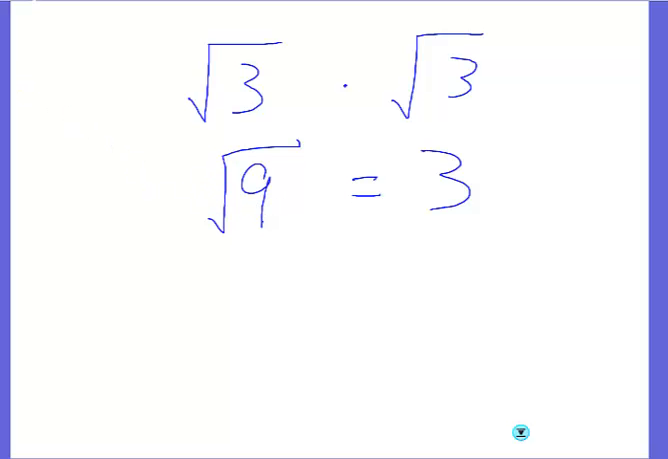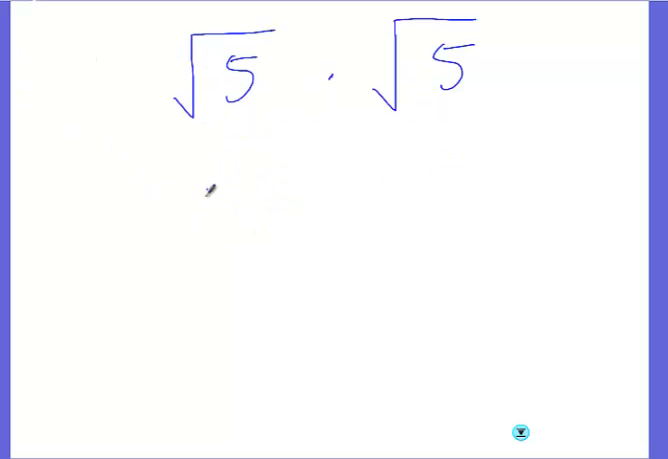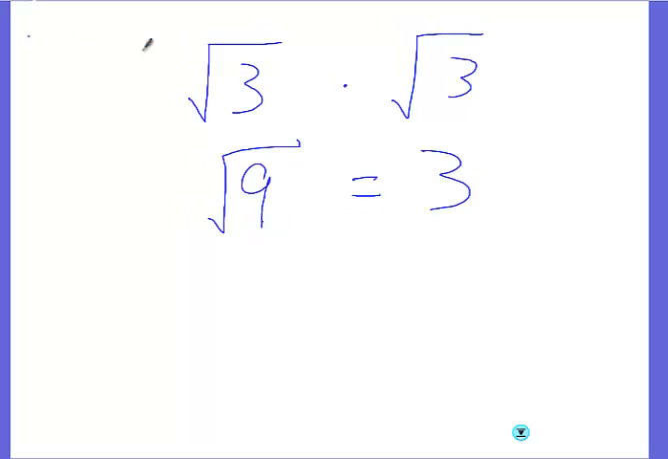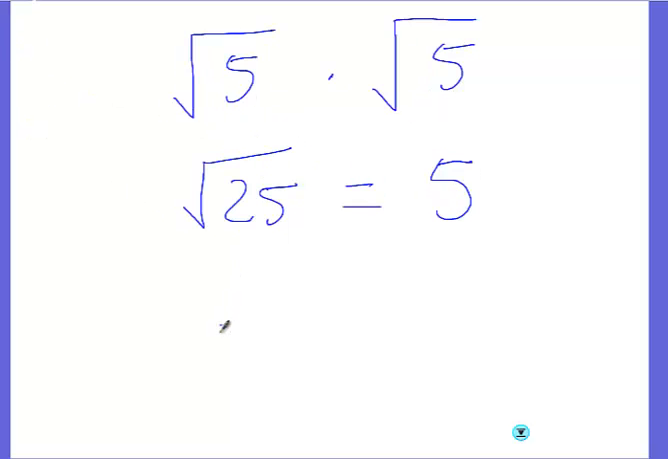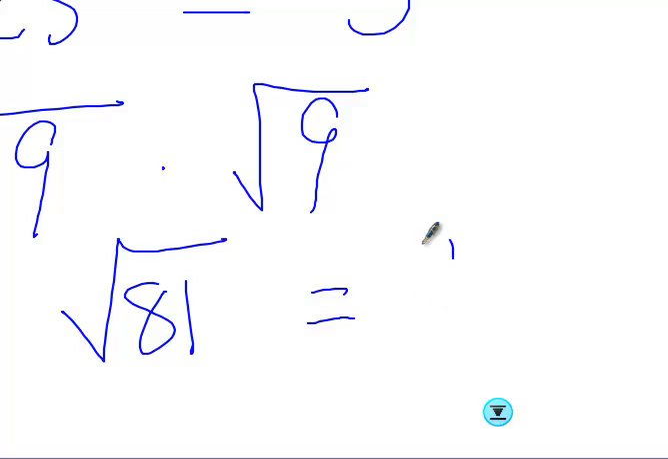Some of you guys probably already see the trick. Again, here, radical 5 times radical 5. We multiply inside by inside, so you get radical 25. So square root of 25 is just 5. The trick here is that if you multiply the square root of a number times the square root of the same number, your answer just simplifies to that number. Okay, it's always going to happen no matter what. And if you don't believe me, here's square root of 9 times square root of 9 becomes square root of 81, which is just 9.